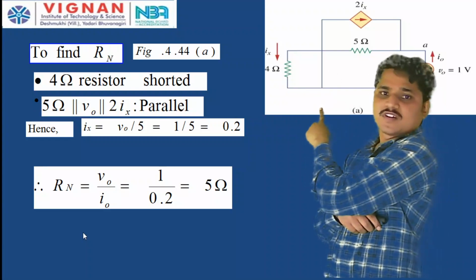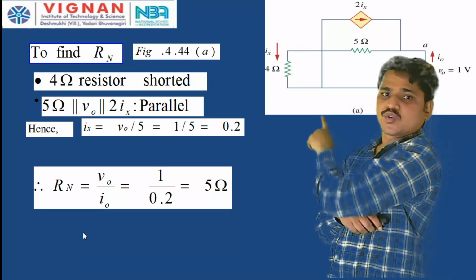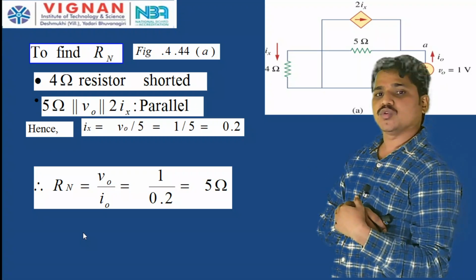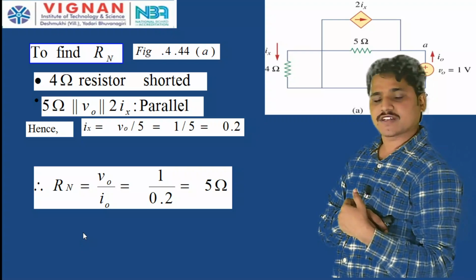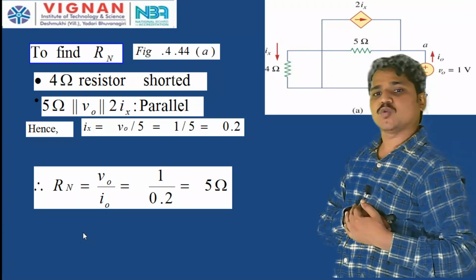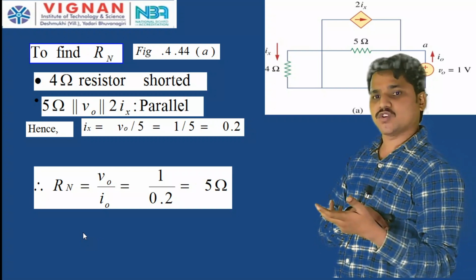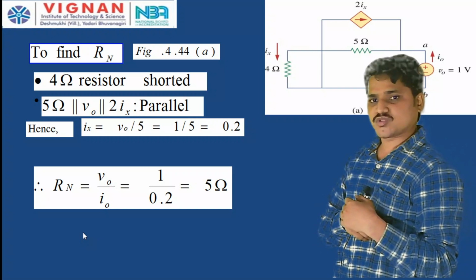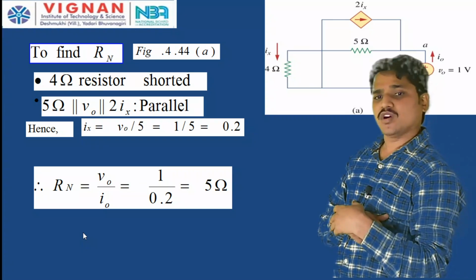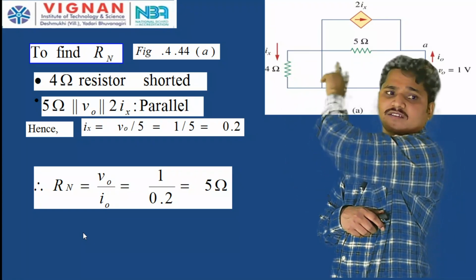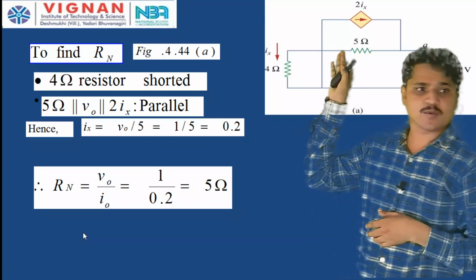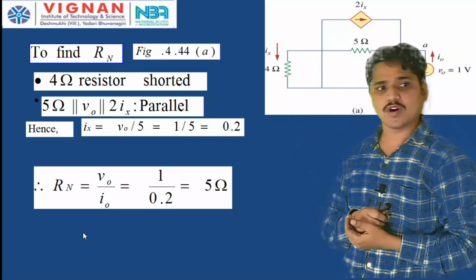Now, the current flowing through the 4 ohm is Ix, and there is 2 Ix. Now, how to find this? I already told you, whenever there are dependent sources present in the network, to find the equivalent resistance we have to apply either a 1 volt voltage source or a 1 ampere current source. So, here I am taking the 1 volt voltage source. We are applying 1 volt here.